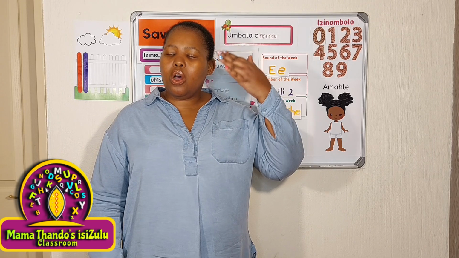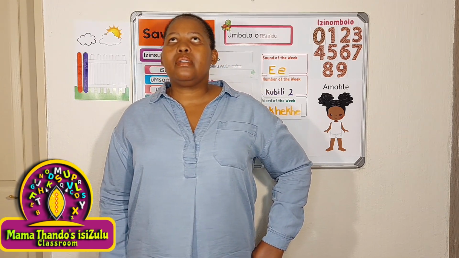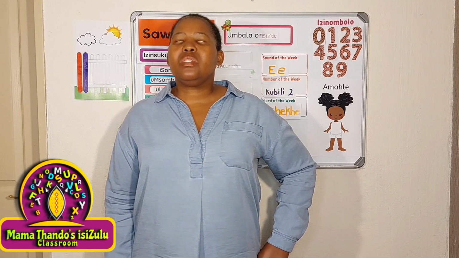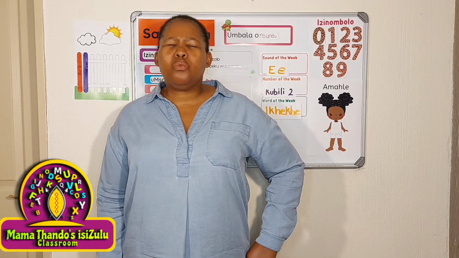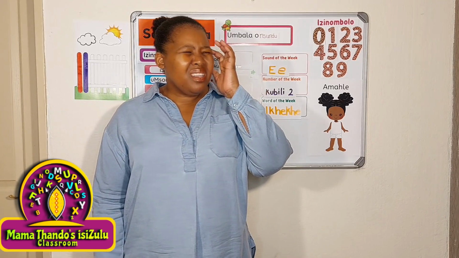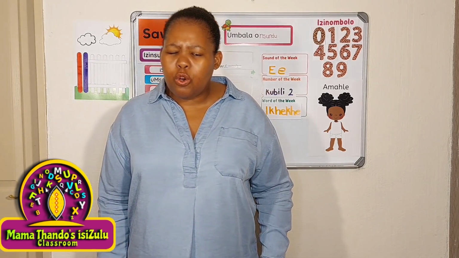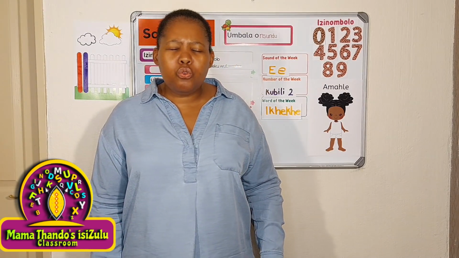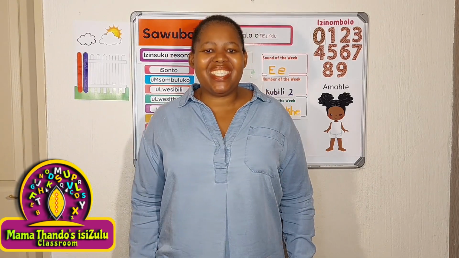Now let's recall those numbers. Iqanda, kunye, kubili, kuthathu, kune, kuhlanu, isithupha, isikhombisa, isishiya galombili, isishiya galolunye. Ooh, I remembered all of them. Did you? I'm sure you did.